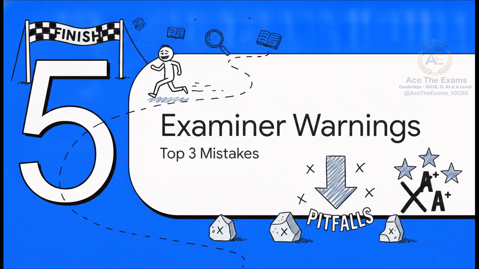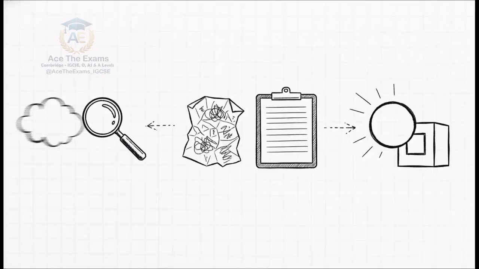We have initiated the final segment, Section 5, Top Examiner Warnings. We are addressing the most dangerous pitfalls that trip up runners right before they cross the finish line. So what goes wrong? I've gone through the principal examiner reports, and I've pulled out the top 3 explicit warnings. These are the exact mistakes costing students their A-stars.